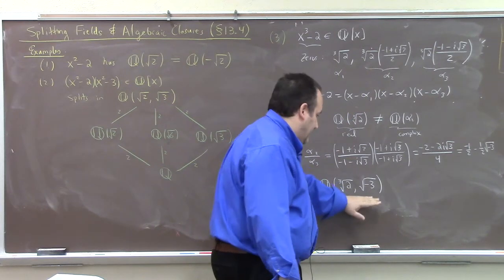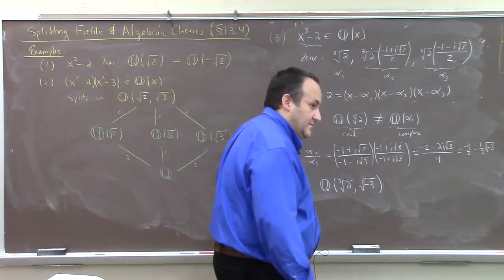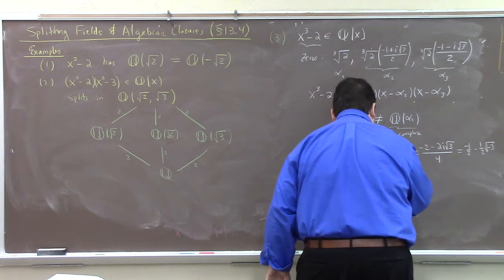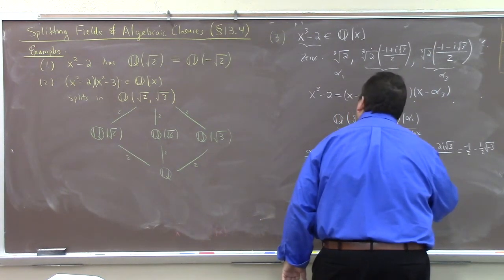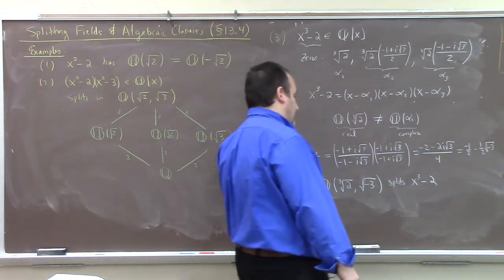So this contains all three roots, right? So this splits x cubed minus 2. This is the splitting field.